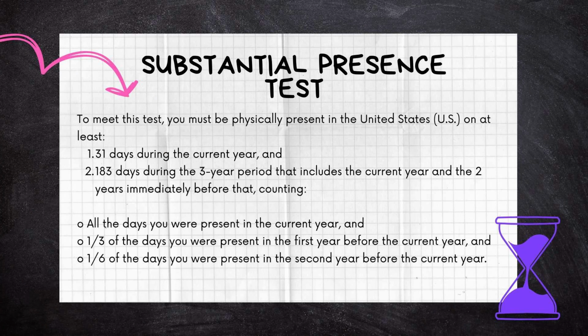So now let's look at the substantial presence test. Here it is. To meet this test, you must be physically present in the United States on at least 31 days during the current year, and 183 days during the 3-year period that includes the current year and the 2 years immediately before that year. And how they count it is all the days you were present in the current year, and 1/3 of the days that you were present in the first year before that current year, and 1/6 of the days you were present in the second year before the current year.